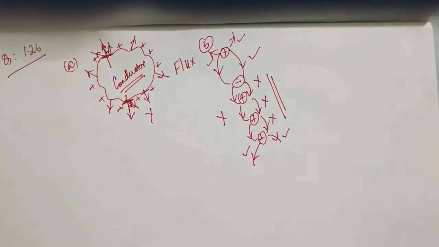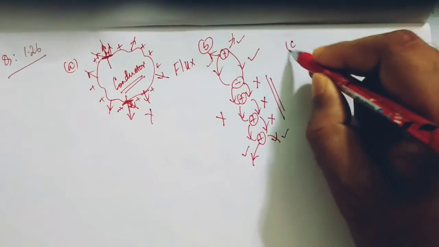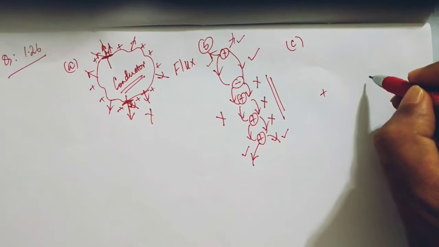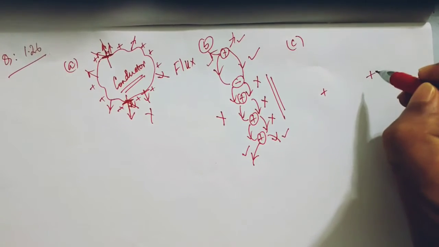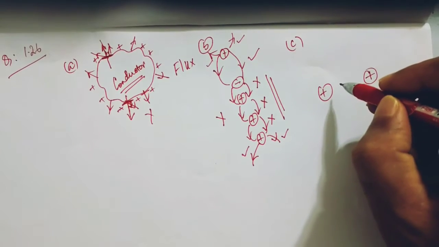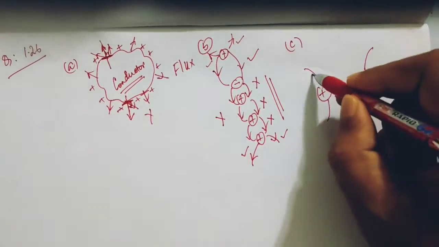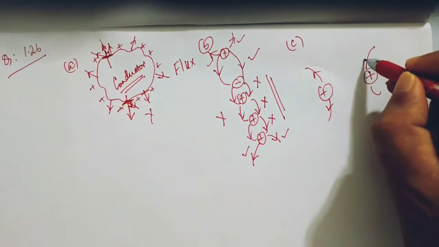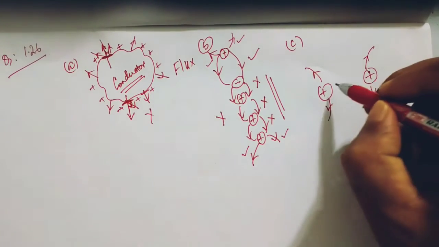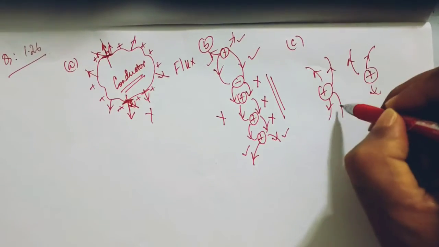Now the third picture they have given: two positive charges placed over here, and electric field lines coming like this, out of these positive charges, and also they are not meeting each other.